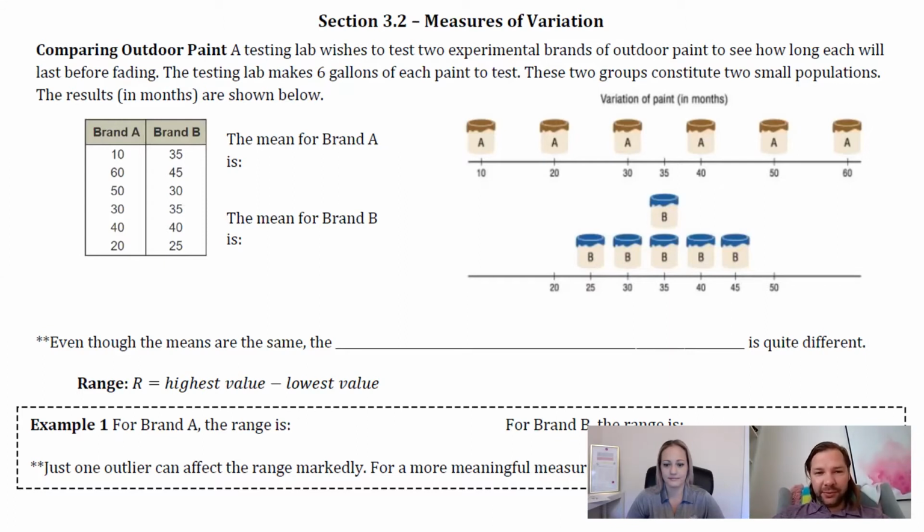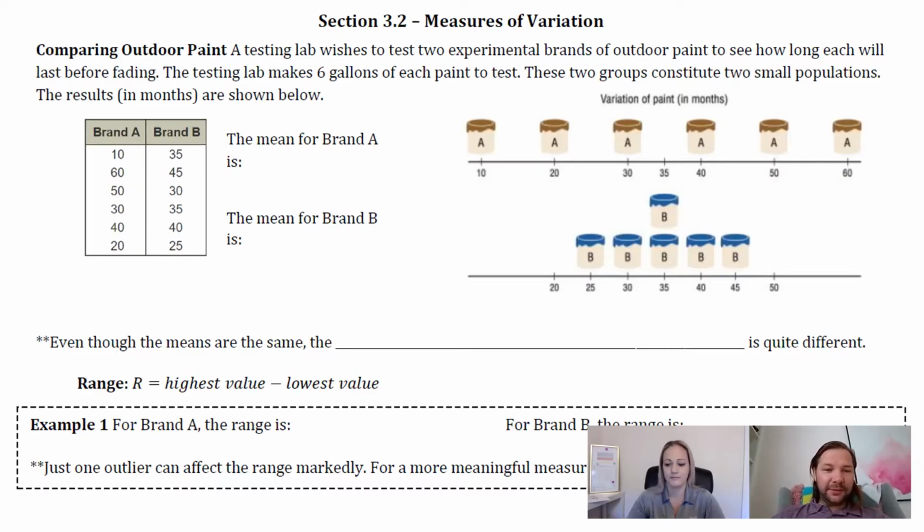So what they're doing here is that there's a lab that's testing two different types of paint, and they're trying to see how long it takes before these 6-gallon cans of paint, when you put them on some type of wall, start to fade. And so here, we have brand A. Looks like one sample only took 10 months, which I'd be very upset about if my paint faded in 10 months. The next one took 60 months. What's that, 5 years? The next ones are 50, 30, 40, and 20.